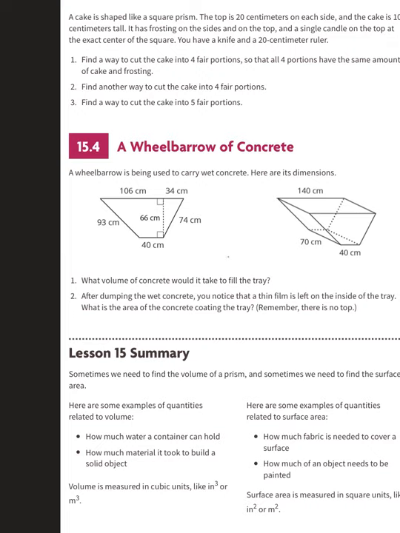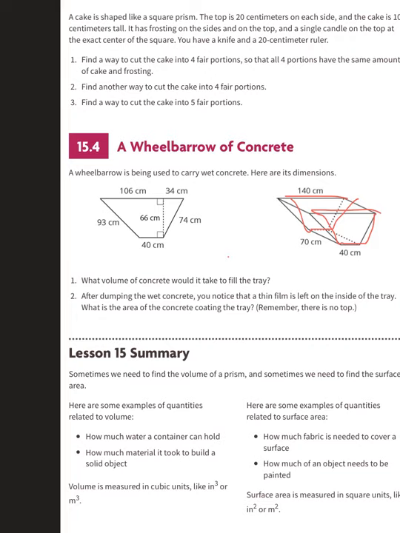So this, right here, this trapezoid is the side of the wheelbarrow. So it gives me the dimensions of the trapezoid, and then it gives me the depth and how wide it is on top. Okay, so what is the volume? So volume is how much we can fit into it. So remember, volume is the area of the base times your height. Okay, so the base are the trapezoids on the sides. Okay, so I need to find the area of a trapezoid and then multiply it by how deep it is.